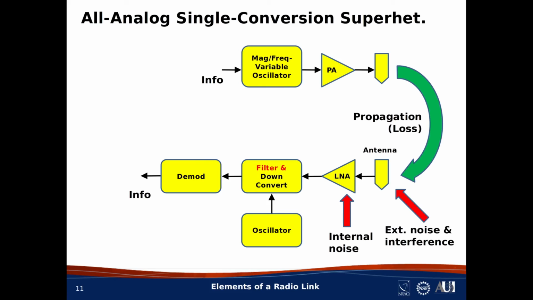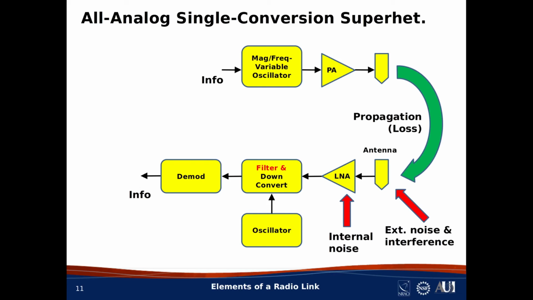Not only is single conversion superheterodyne not the only possible architecture, but also there are multiple ways to do even single conversion superhet architecture. A common alternative scheme for a radio link is the simpler architecture shown here. You can immediately see this is much simpler because there's no digital processing. Everything is done in the analog domain.